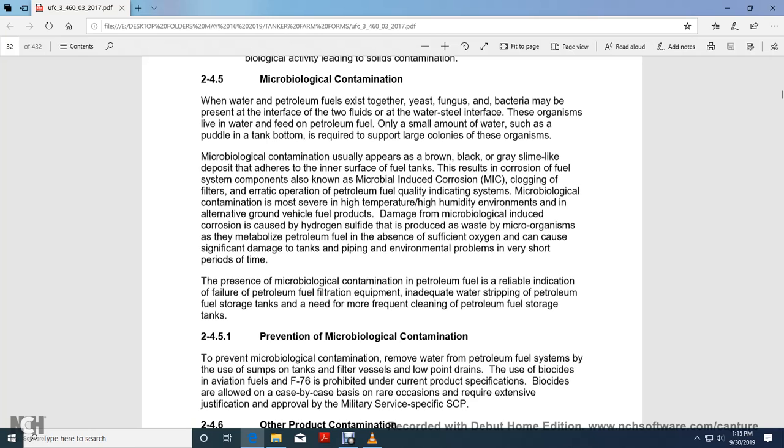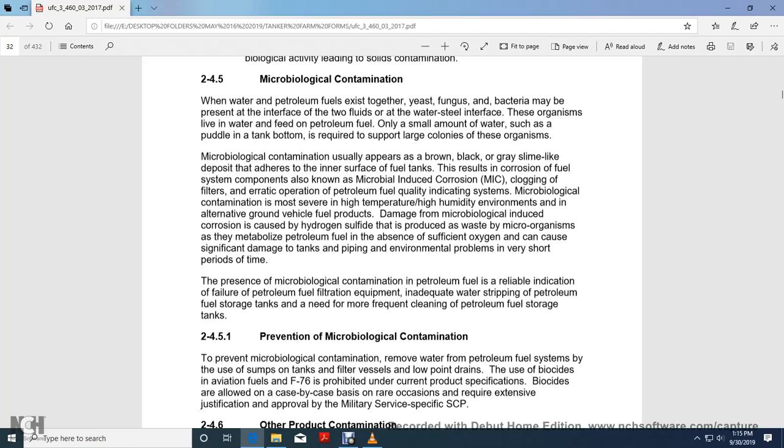Microbiological contamination usually appears as a brown, black, or gray slimy-like deposit on the inner surface of the fuel tank. It results in corrosion of fuel system components, known as microbial-induced corrosion, clogging of filters, and erratic operation of petroleum fuel quality indicating systems. Microbiological contamination is most severe in high-temperature, high-humidity environments and in alternative ground vehicle fuel products.